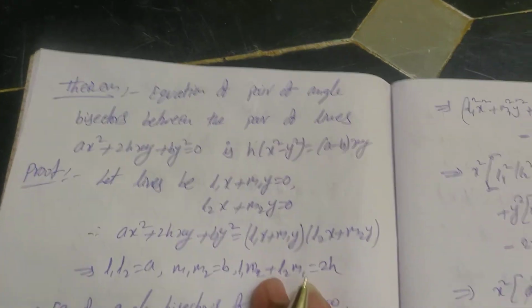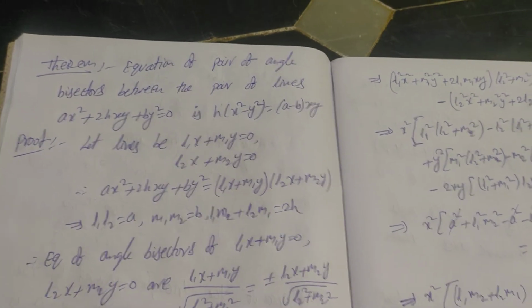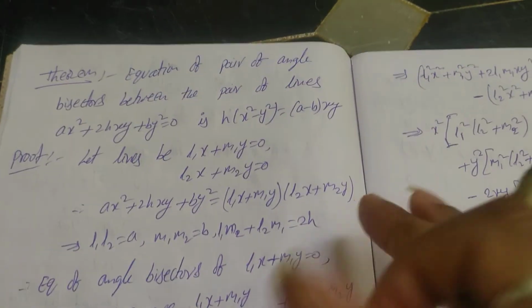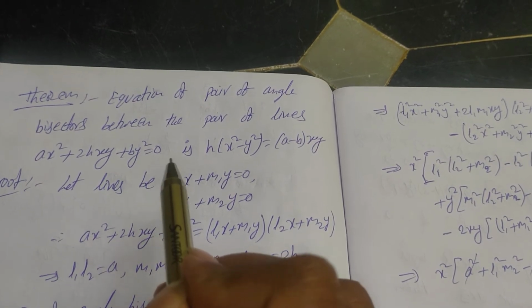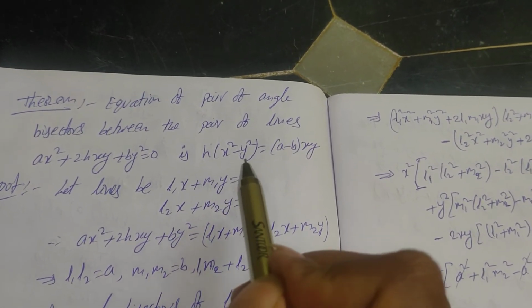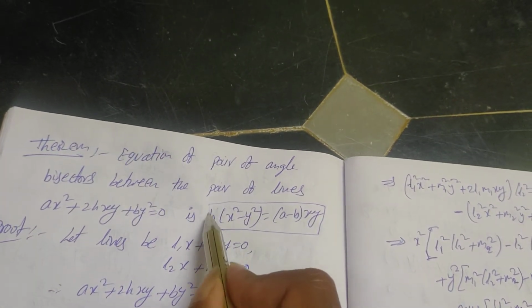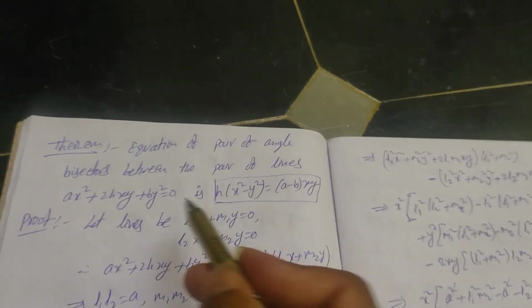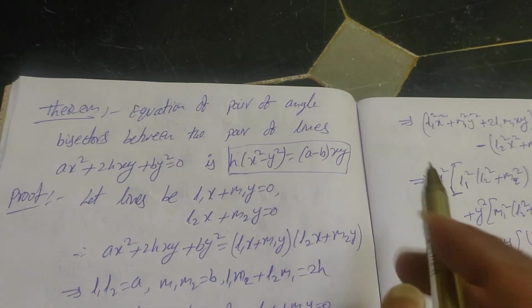So next one. Next theorem is a very, very important theorem. For IPE also very, very important. See here, the equation of the pair of angular bisectors between the pair of lines ax square plus 2hxy plus by square is equal to 0 is h times of x square minus y square is equal to a minus b into xy. For the non-homogeneous equation, ax square plus 2hxy plus by square plus 2gx plus 2fy plus c is equal to 0, I will also give the formula. But this is only important for IPE. So 7 marks they will ask the question.